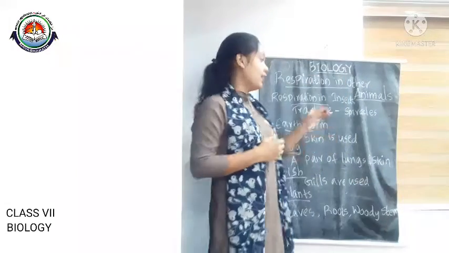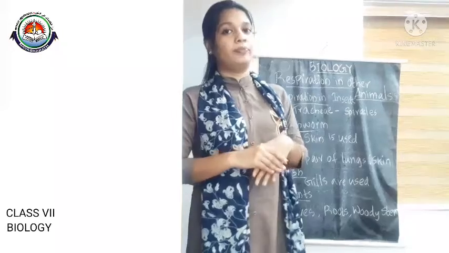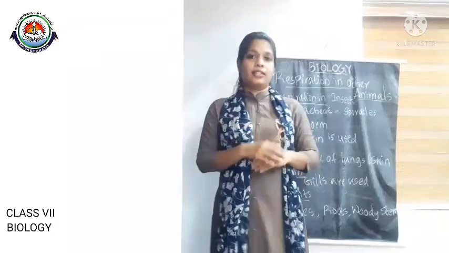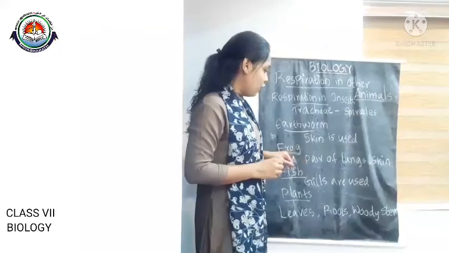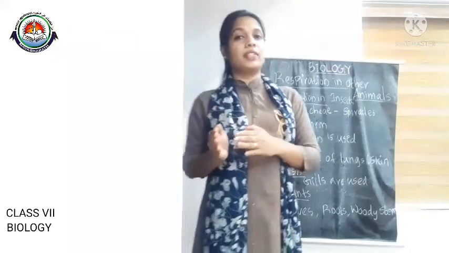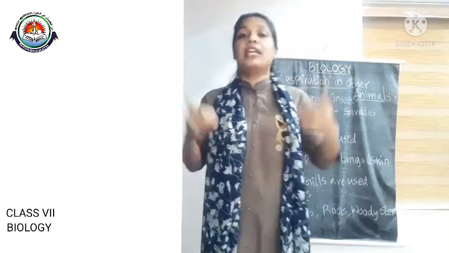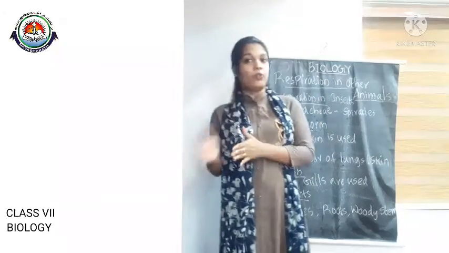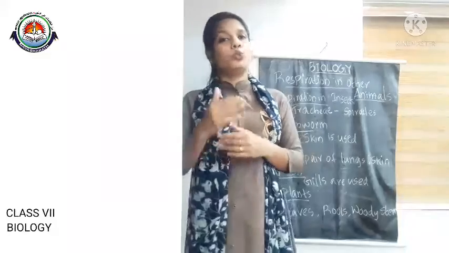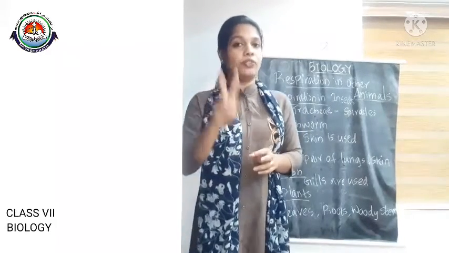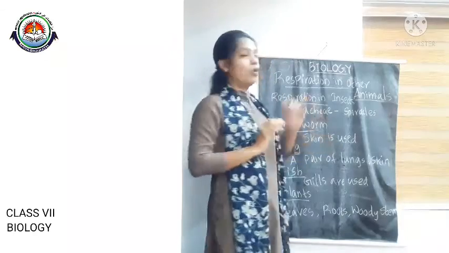Insects like cockroaches, grasshoppers, etc. have tracheae for respiration. And then coming to the earthworm, it has a thin and moist skin. With the help of that skin, the earthworm respires. And the next organism is the frog. Frog lives in both terrestrial and aquatic habitats. When it is in a terrestrial habitat, it uses its pair of lungs to respire. And when it is in water, it uses its moist skin to respire. So these are the two different kinds of respiration that take place in frogs.